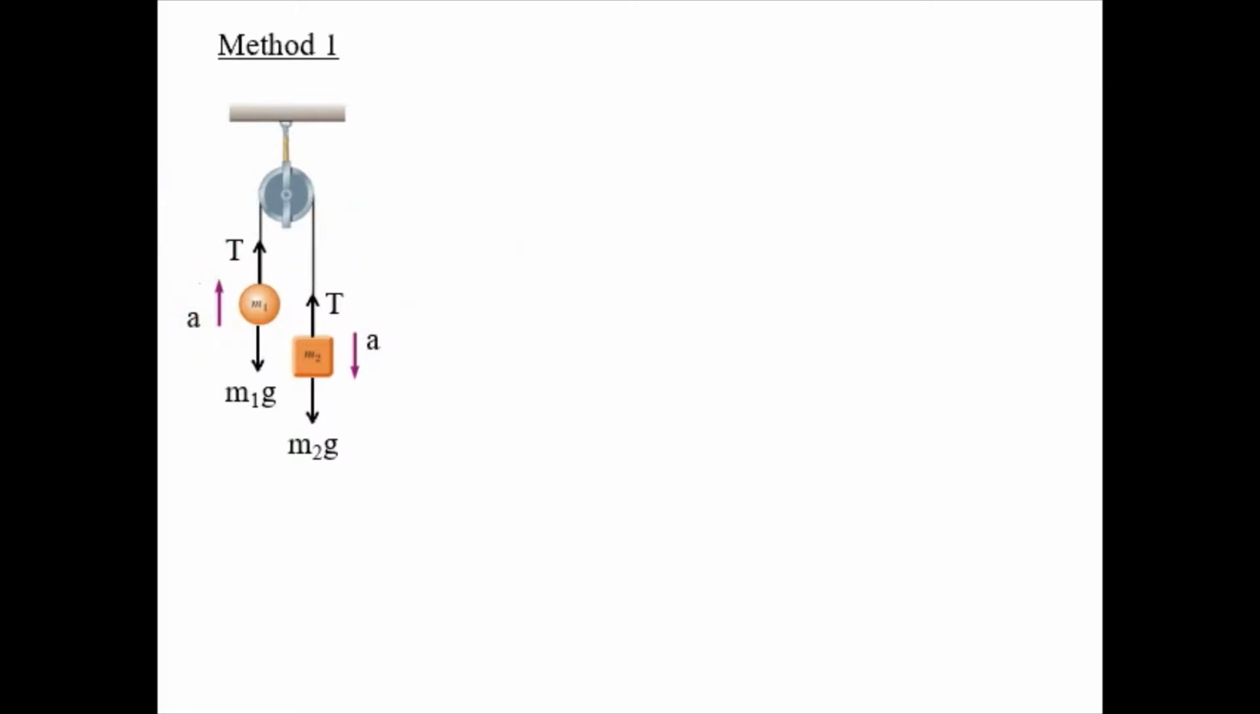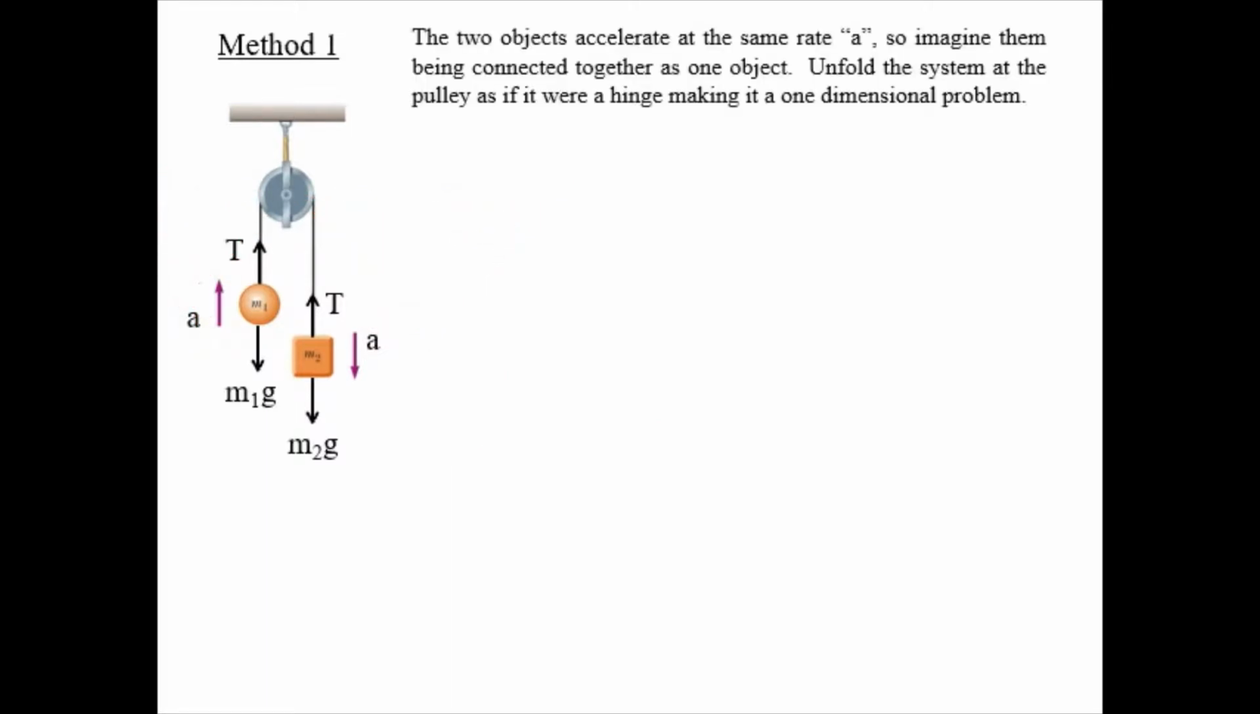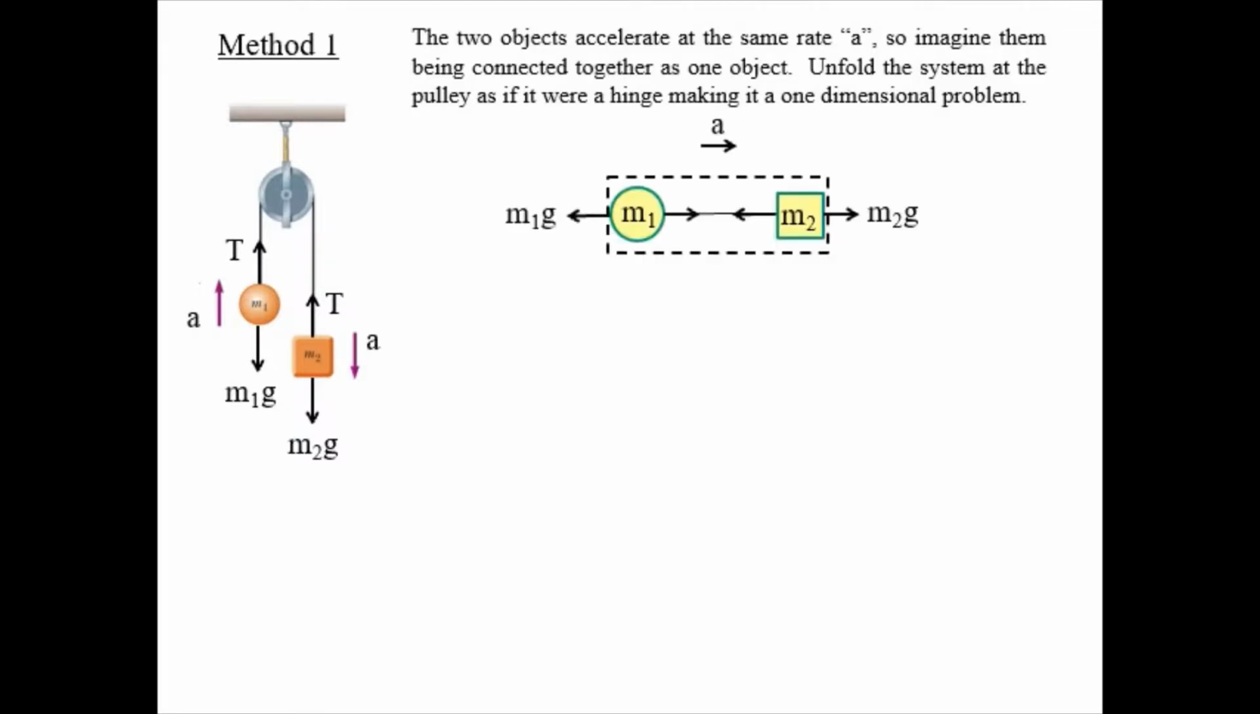I don't know if that visually is making sense or not, but maybe if I just go ahead and show you what I'm doing. In this diagram, what I've done is unfolded the system where the pulley was. In other words, who cares about the pulley? The pulley would really be right here between the two blocks, and I just unfolded it as if it was a hinge there. And I straightened the problem up. And when I do that, I put a dotted box around objects M1 and M2, because they're both going to accelerate at the same rate.